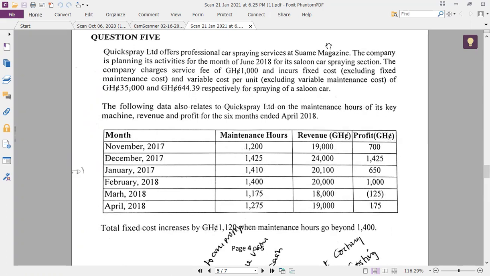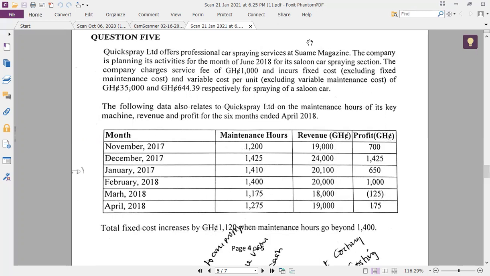So all they are saying is this. They have a fixed cost which excludes some special fixed cost that you have to determine. They have the variable cost here, which excludes the variable cost of the maintenance. So you have to find the variable cost of the maintenance and top up the 644.39. Go and find the fixed cost of the maintenance and top it up to the 35,000.